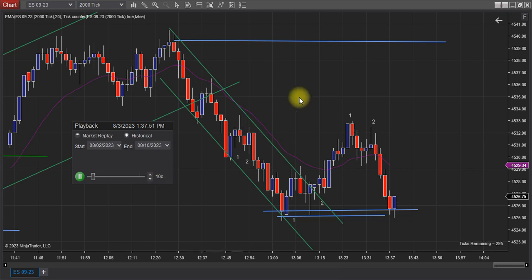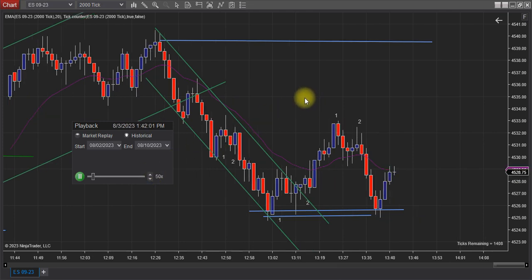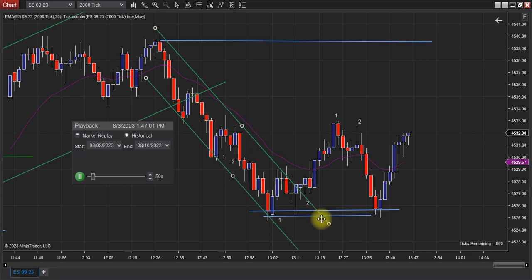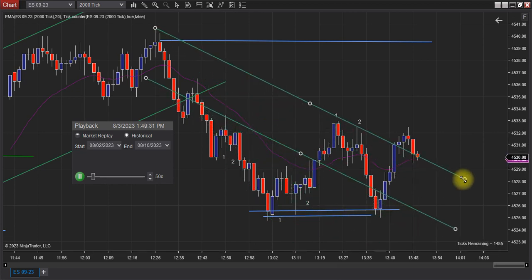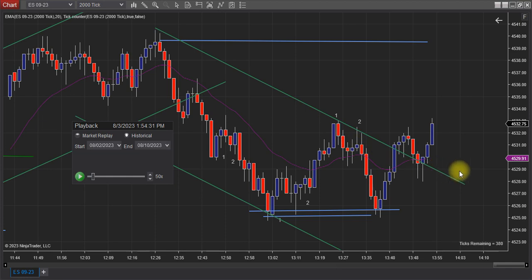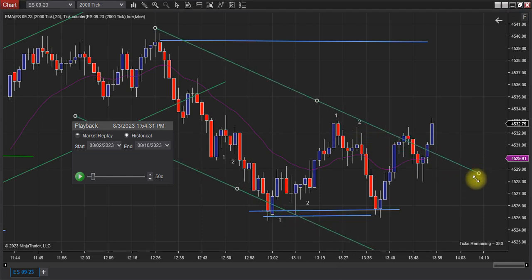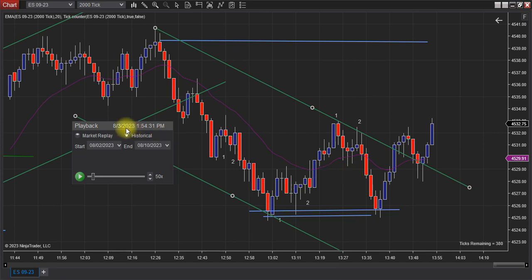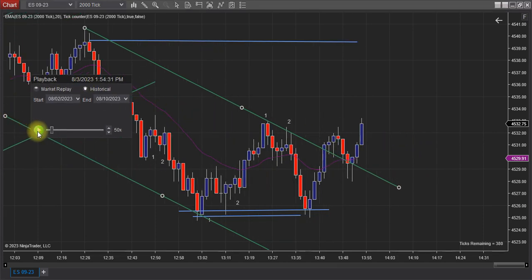Speed it up just a bit. Speed it up a little bit more. We're really just waiting for the market to pick a direction now at this point. We could take this here and we could move it. We could say this is now our channel. Pause for a second. Let's see here. Break. Let's see what happens.